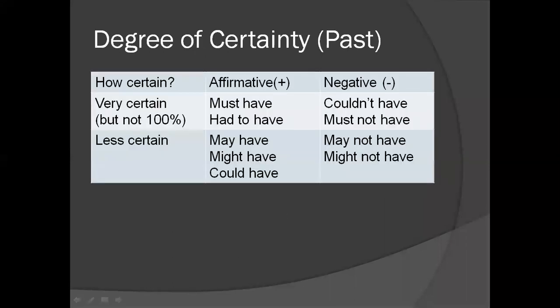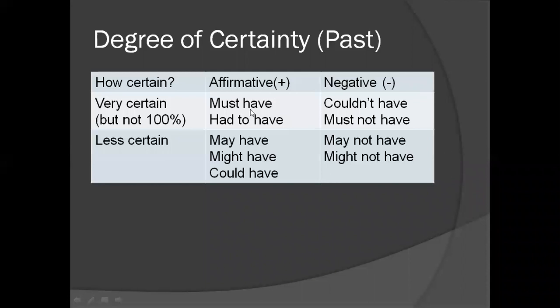Whenever you want to talk about certainty in the past, you should ask the question: how certain? Is it 100% certain or less certain? Whether it is affirmative or negative. Affirmative: must have, had to have, may have. Must will be used when it is 100% sure. Had to have, couldn't have, must not.